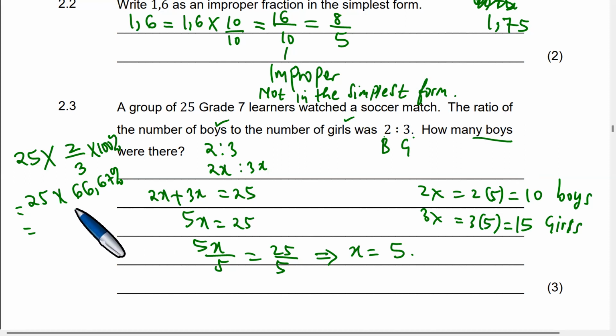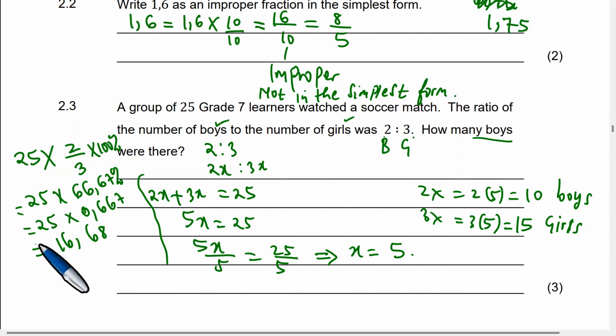And this 66%, what is 66%? Or equivalently, 66% is the same as 2 divided by 3, which is 0.667. Then you have 25 times 0.667, so that you'll get approximately 16.68.